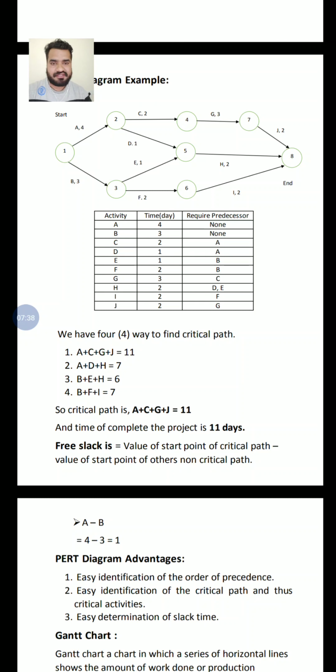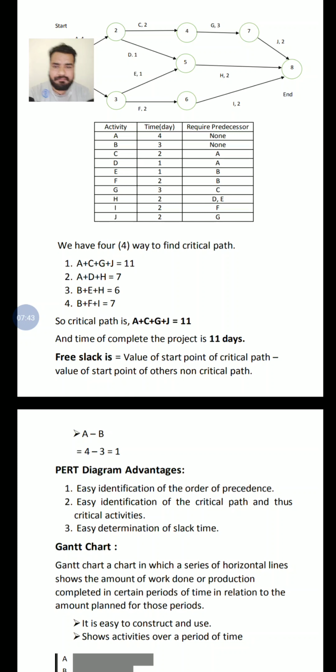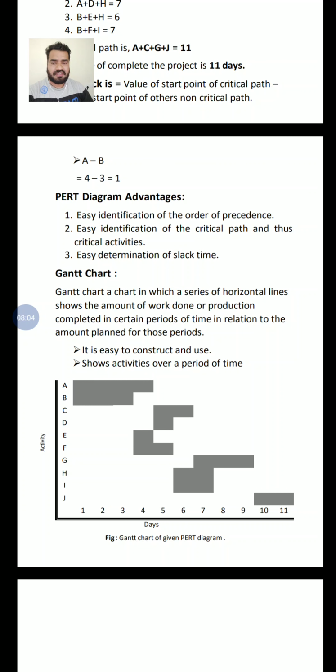Next we have the Gantt chart. The Gantt chart is also a project management tool. With the help of this tool we can manage our project, but it is not similar to the PERT chart. Like in a PERT chart, we can show our project as a network diagram, with nodes as different activities. But in a Gantt chart, we can show our project as this kind of diagram. On the left side we have the activities we want to perform, and on the bottom we have the number of days.